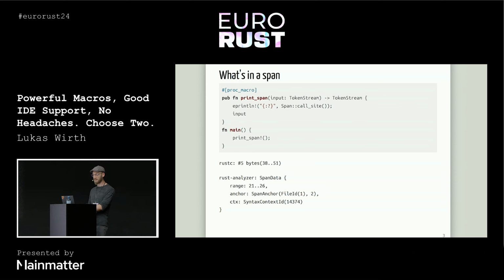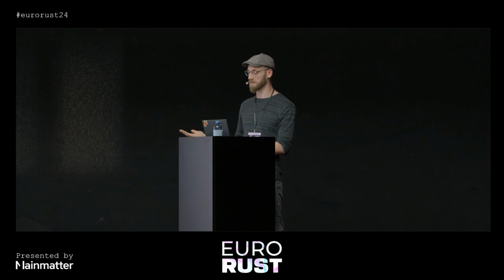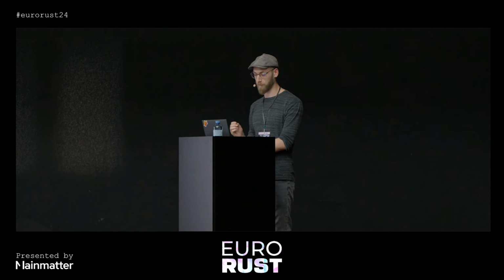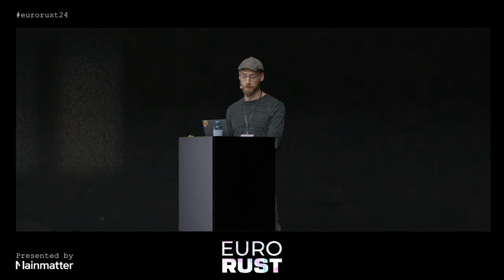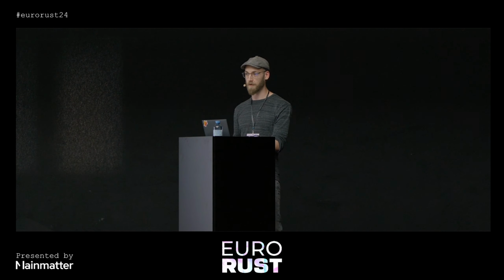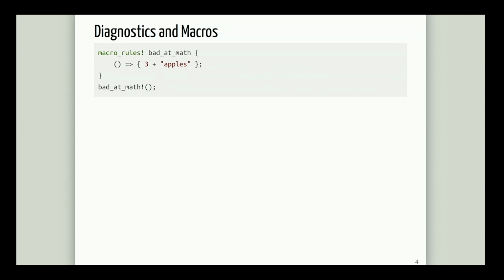And if we look at Rust Analyzer, which has a different span representation for a few reasons, we will see roughly the same thing. We just have a range, we have some anchor, which makes it a bit more incremental, but that is part of the text range and the syntax context as well. So why am I talking about spans? Well, this is what the compiler uses to make diagnostics work in a nice manner, especially when it comes to macros.